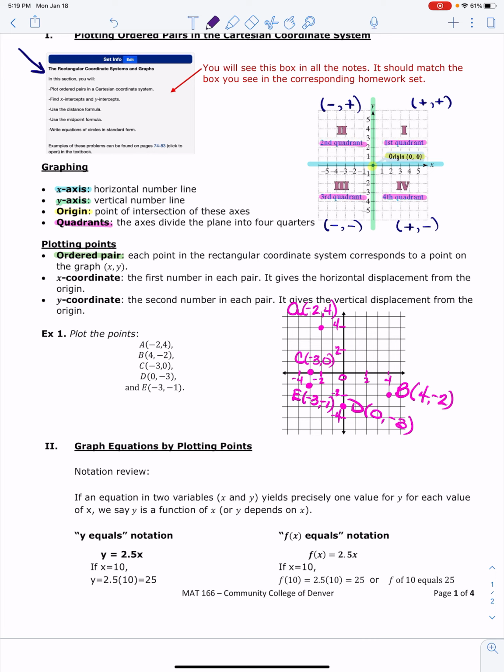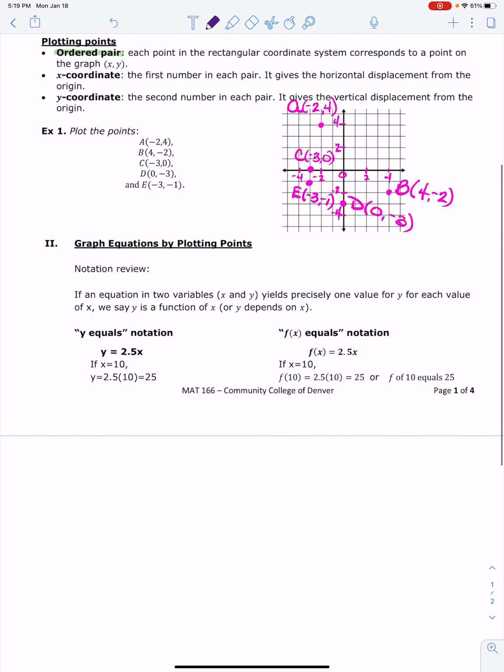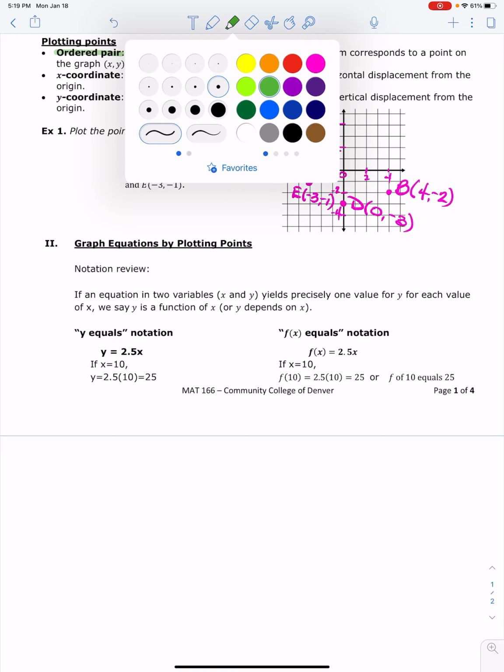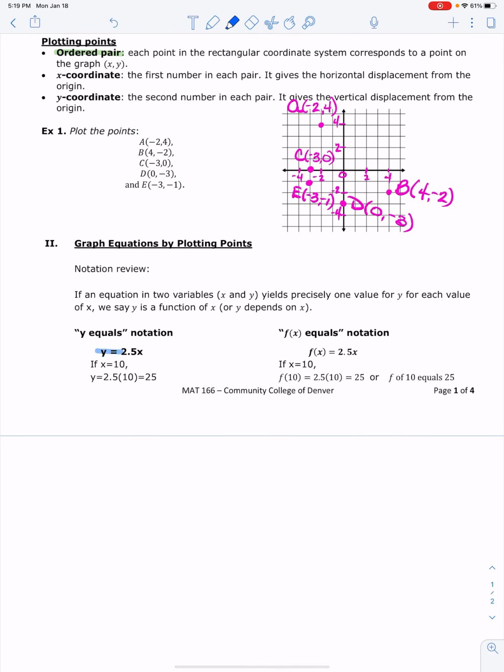Review at the bottom of function notation. We are pretty comfortable with that Y notation. Been using that for a while. If I plug in a number for X, I'm going to get a number for Y. So here it says X equals 10. Plug that in, we multiply it by 2.5, we get Y equals 25. That means when X is 10, Y is 25. There's the ordered pair that goes with that equation.